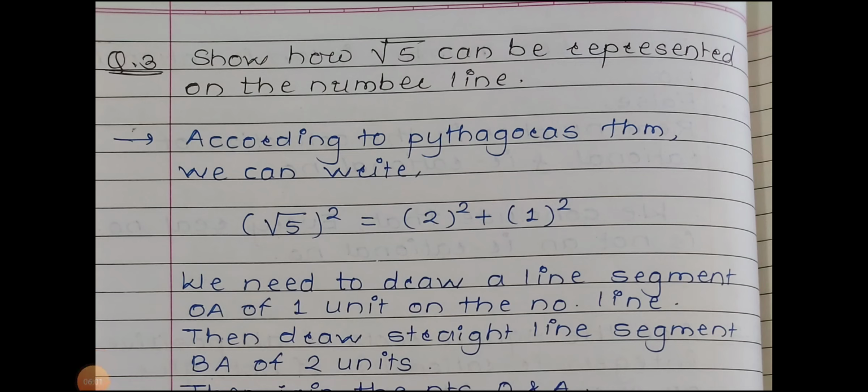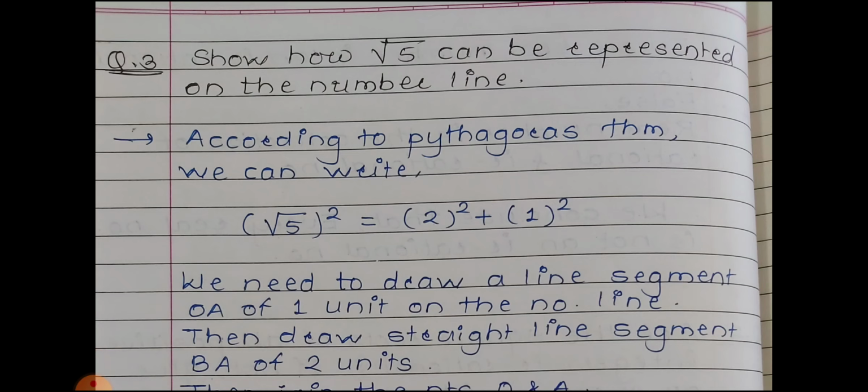Question number 3. Show how square root of 5 can be represented on the number line. Okay, we have to locate square root of 5 on the number line. So according to Pythagoras theorem, we can write square root of 5 square is equal to 2 square plus 1 square, because 2 square is equal to 4 and 1 square is equal to 1.